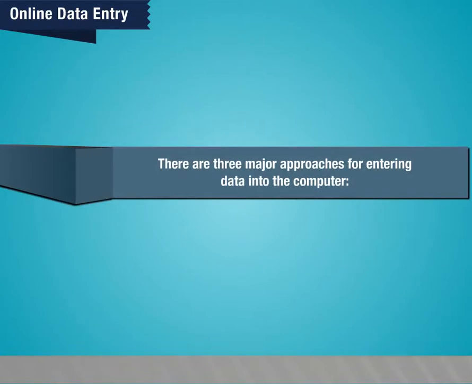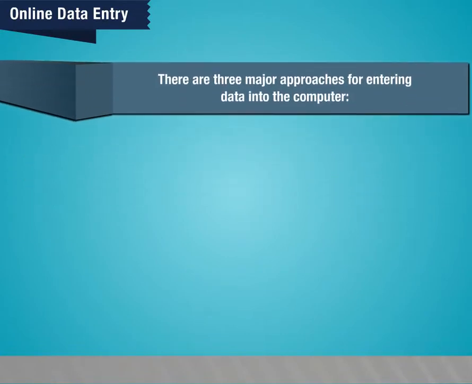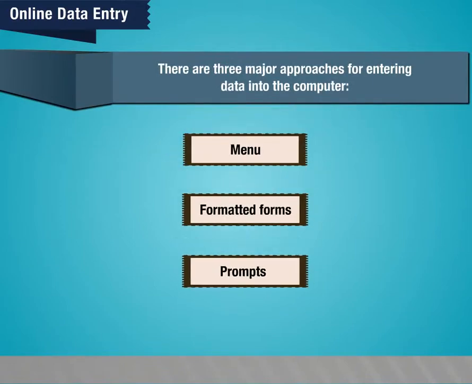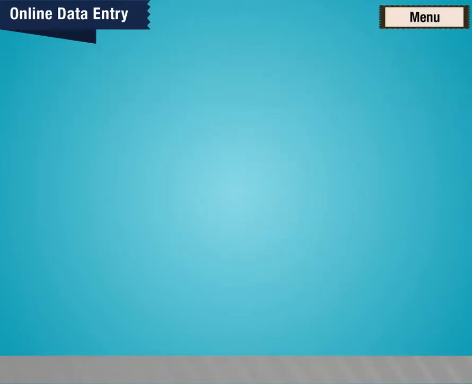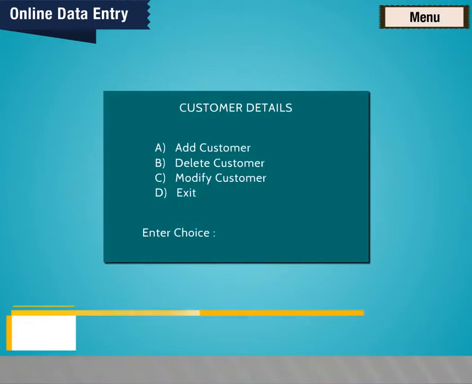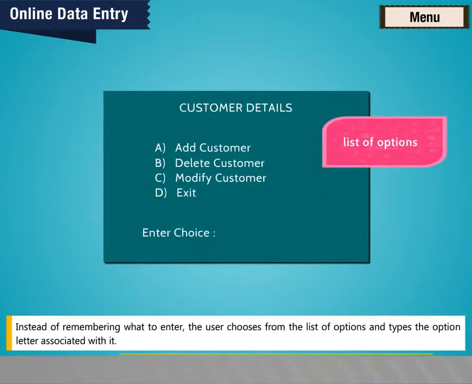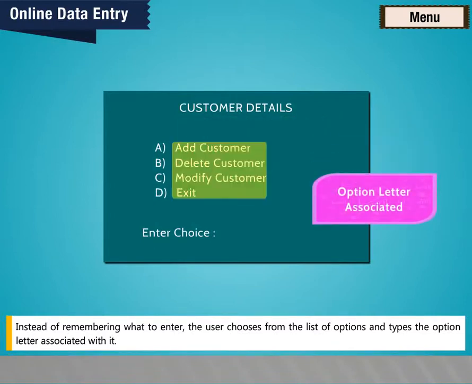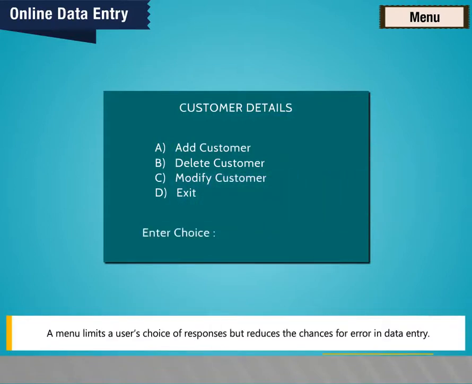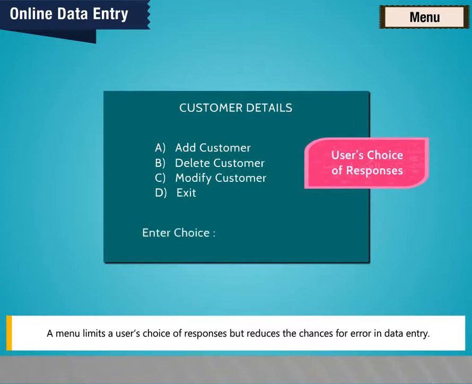There are three major approaches for entering data into the computer: menu, formatted forms, prompts. Menu. A menu is a selection list that simplifies computer data access or entry. Instead of remembering what to enter, the user chooses from the list of options and types the option letter associated with it. A menu limits a user's choice of responses but reduces the chances for error in data entry.